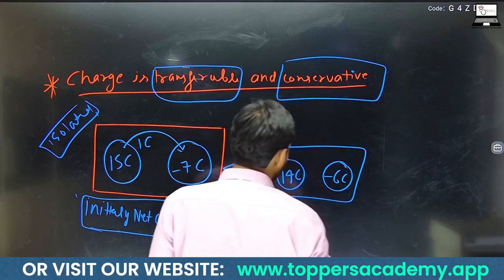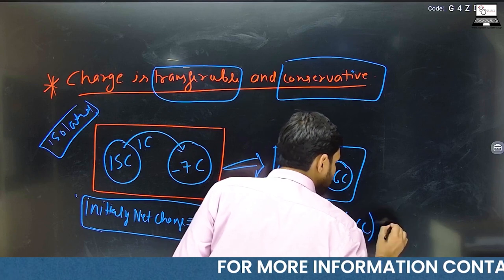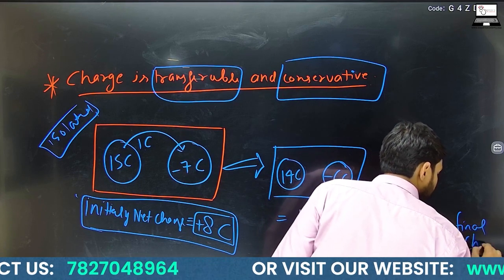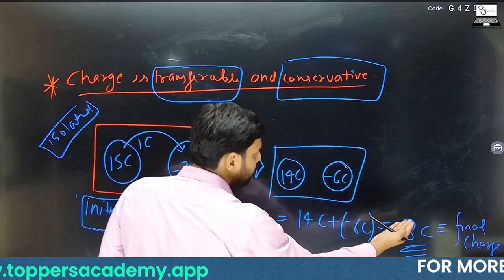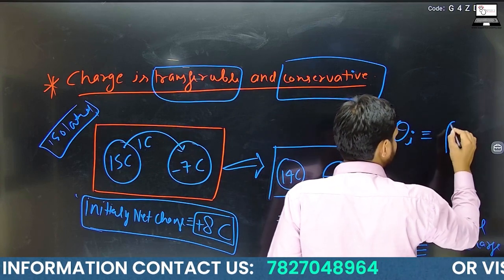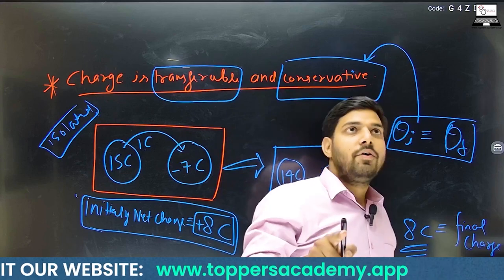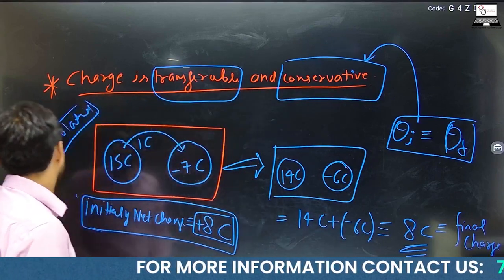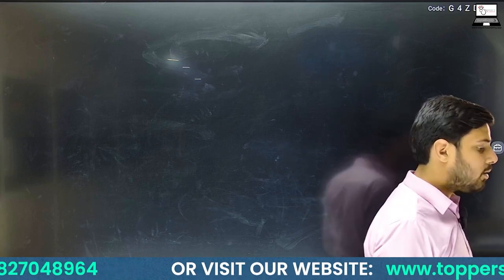So here, 14 plus minus 6, how much is it? 8 coulombs, and it is the final charge. Initially it was 8 coulomb, but we have transferred the charge, and now the final charge is also 8 coulomb. This shows that Q initial is equal to Q final, and this implies the conservative nature of charge. Clear? I think everyone gets it. Mark it, and we will be discussing another property of charge.